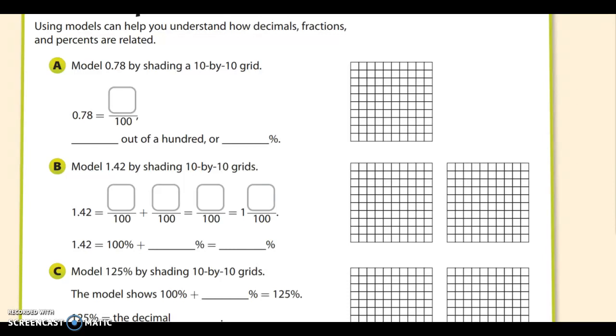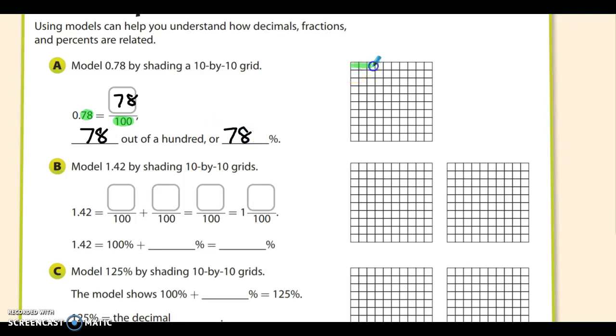A reads, model 0 and 78 hundredths by shading in a 10 by 10 grid. And then it gives you a bubble. It says 0 and 78 hundredths equals blank over 100. It's obviously 78. If you've yet to make this connection, when you have a 78 in the hundredths place, that's the same thing as having 78 over 100. Either way, that means 78 out of 100, or 78%, and we are supposed to shade that.